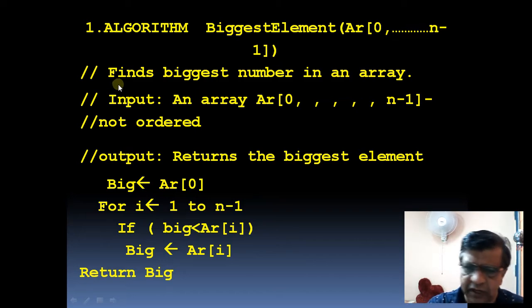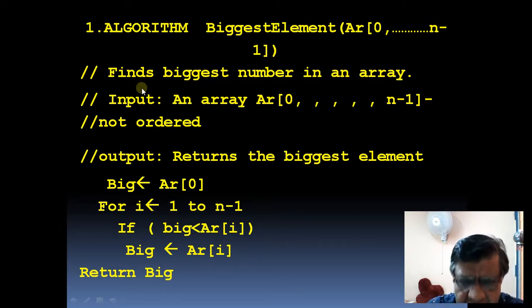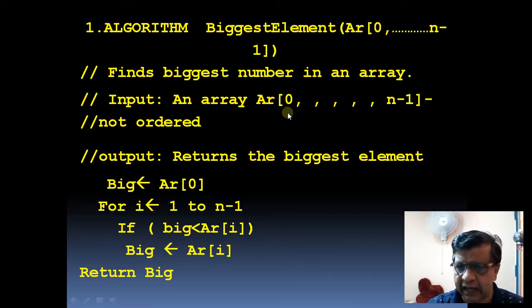This needs to be done. Since this is not a program, you need to explain what exactly this algorithm is doing. That is the first comment. What it does: it finds the biggest number in an array. What is the input? An array AR 0 to n minus 1. It is not ordered, that is very important. Output: it returns the biggest element.